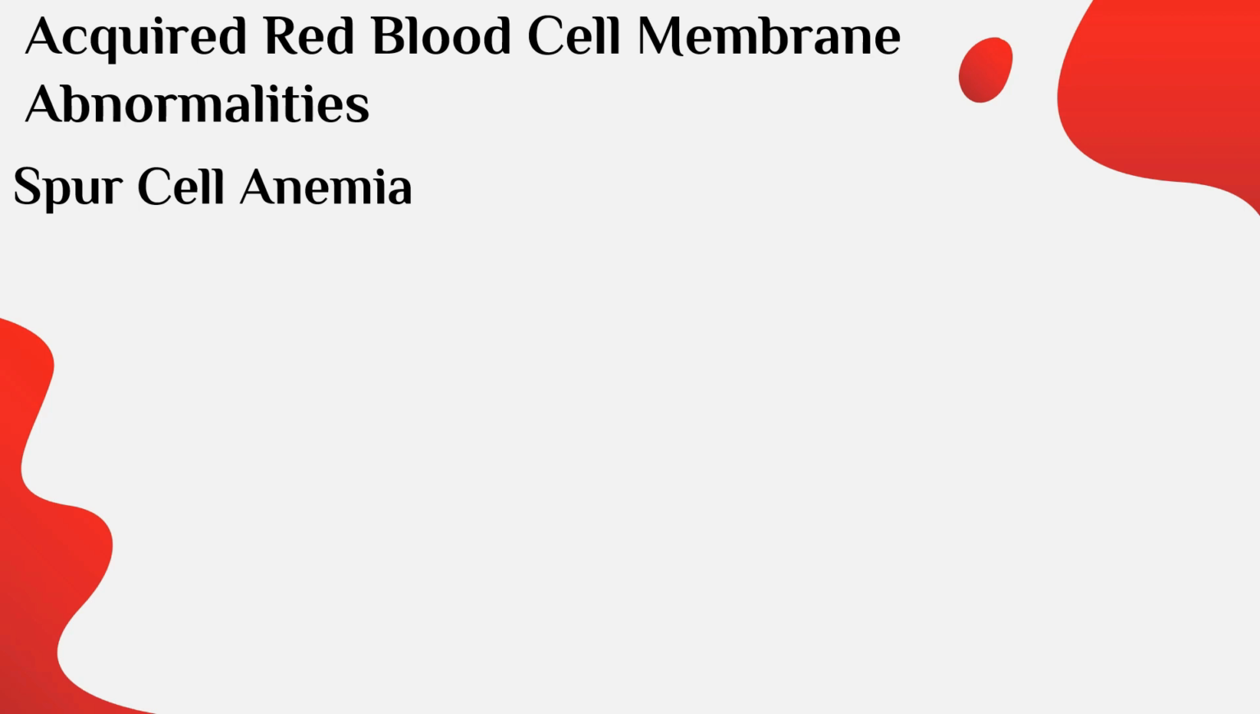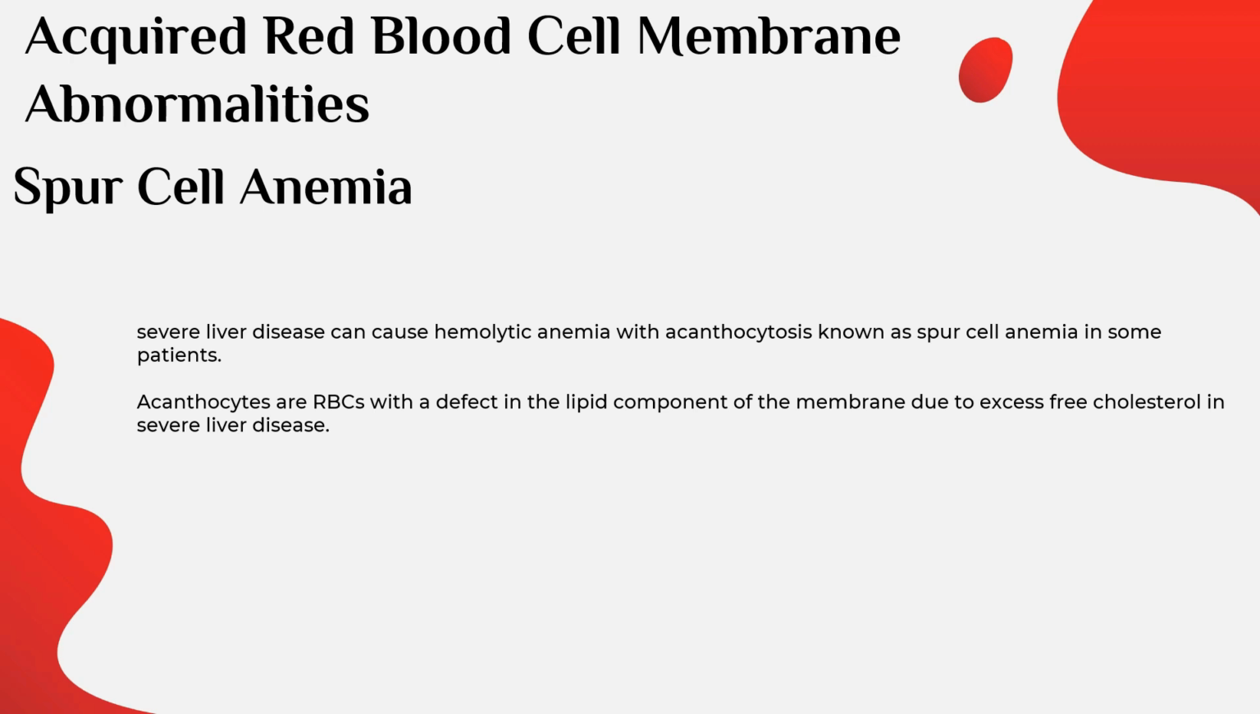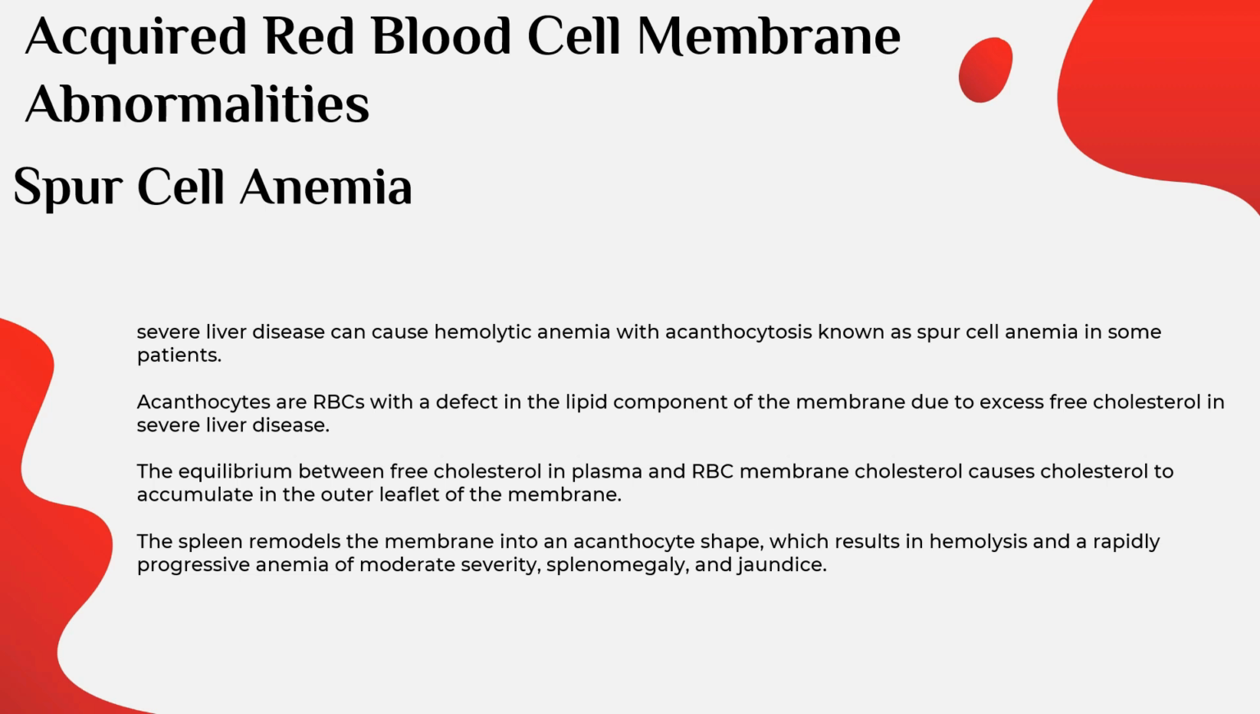Spur cell anemia. Severe liver disease can cause hemolytic anemia with acanthocytosis known as spur cell anemia in some patients. Acanthocytes are RBCs with a defect in the lipid component of the membrane due to excess free cholesterol in severe liver disease. The equilibrium between free cholesterol in plasma and RBC membrane cholesterol causes cholesterol to accumulate in the outer leaflet of the membrane. The spleen remodels the membrane into an acanthocyte shape, which results in hemolysis and a rapidly progressive anemia of moderate severity, splenomegaly, and jaundice.